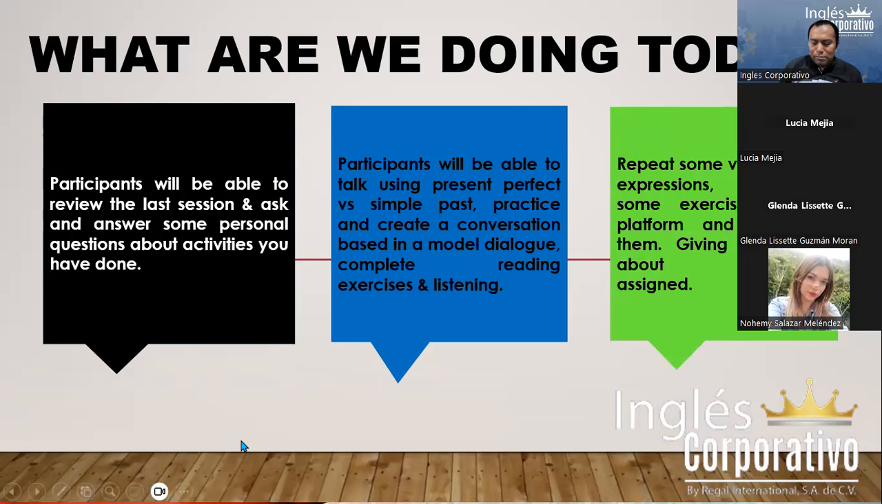Can you help me to read the first objective, the black one, please? Participants will be able to review the last session and answer some personal questions about activities you have done. Excellent. Okay, so the next one, participants will be able to talk using present perfect versus simple past, the contrast, right? Practice and create a conversation based on a model dialogue, complete reading exercises or listening exercises. Repeat some vocabulary expressions, complete some exercises in the platform and feedback them, giving information about homework assigned.